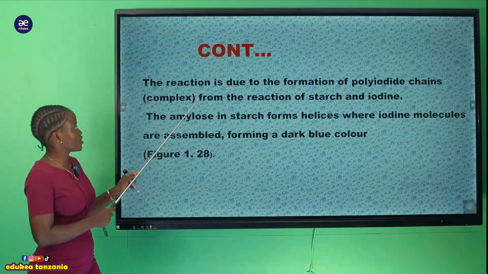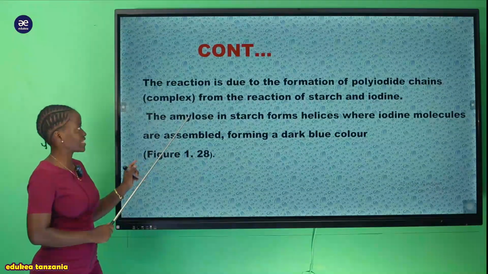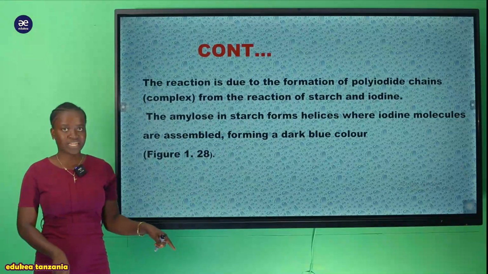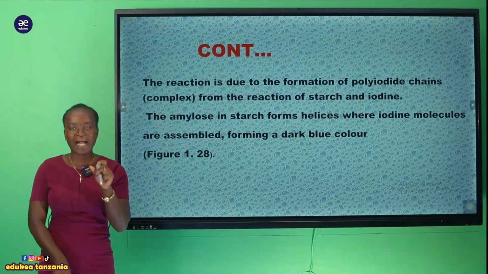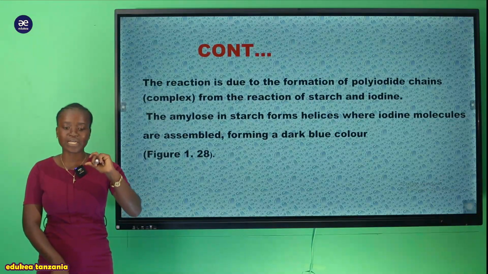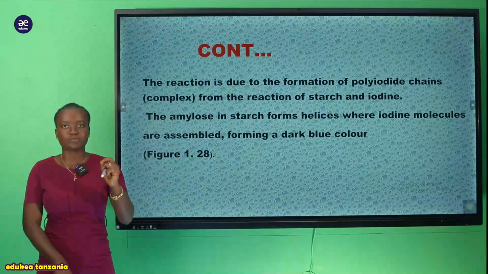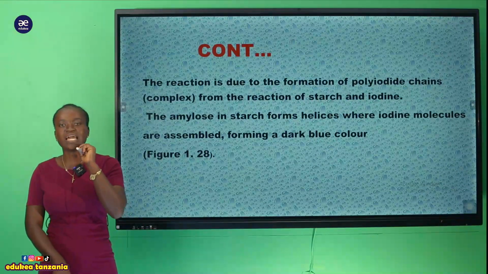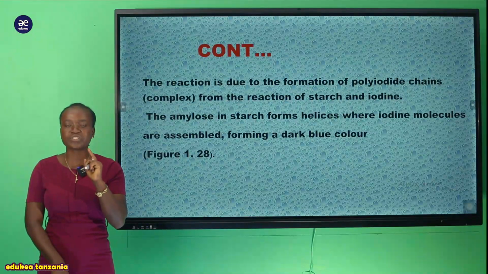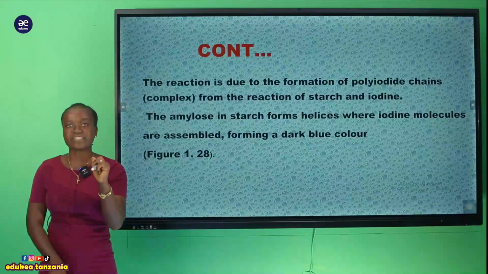So the reaction is due to the formation of a polyiodide chain, that is a complex, from the reaction of the starch and the iodide. So the dark blue color, which you can see or observe, is due to the reaction or the combination between the starch and the iodine. And remember, the part of a starch which is responsible to combine with the iodine is known as the amylose.